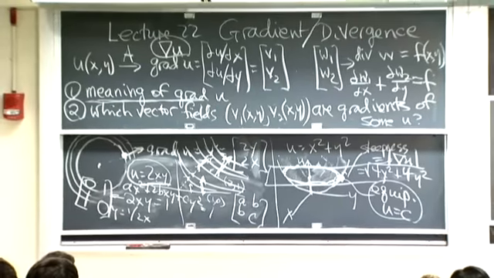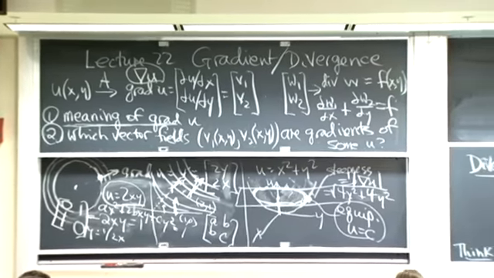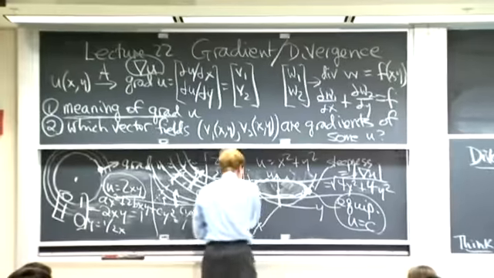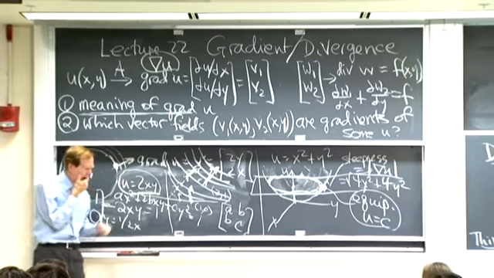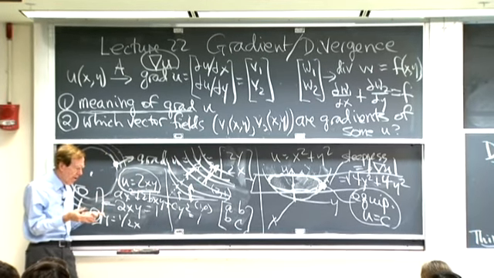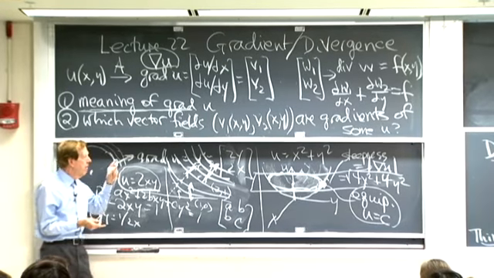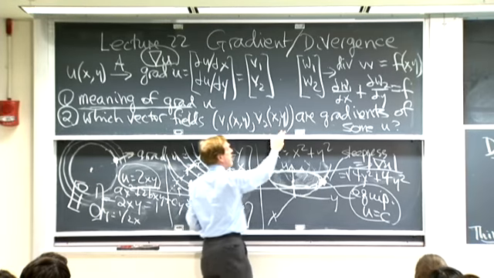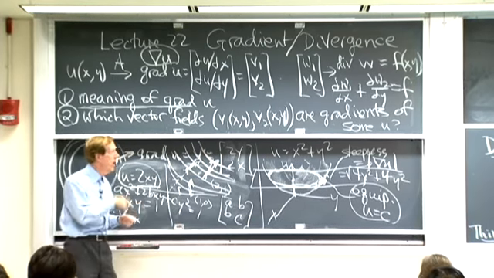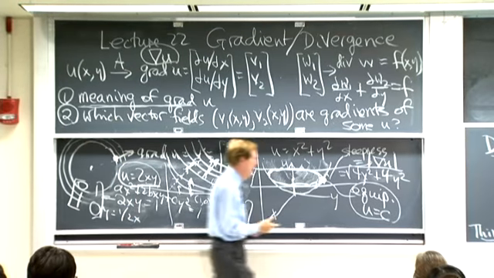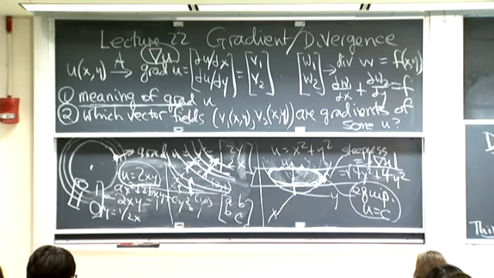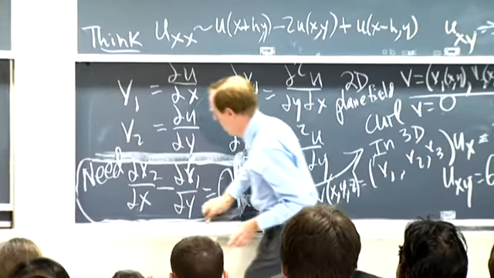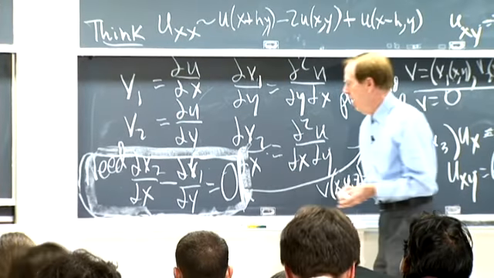Okay, I got to get to divergence here. Okay. Divergence. I should have said, though, there's more to say about gradients. That question of whether v1, v2, the vector field, is the gradient of some u, we now have a test. Yeah, this is our test, right?